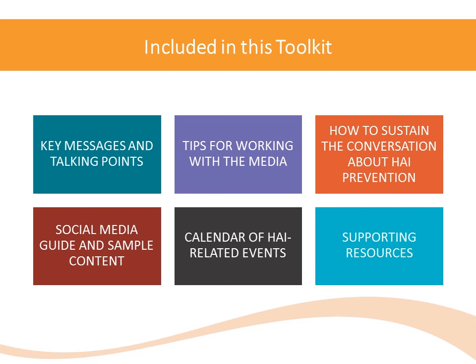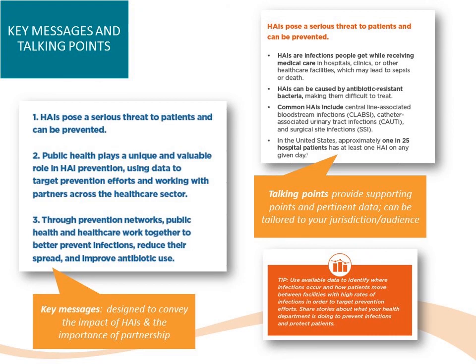We're going to go through, at a high level, the 6 major buckets of materials that are included in the toolkit. We have key messages, tips for working with the media, how to stay in the conversation about HAI prevention, a social media guide, a calendar of events, and supporting resources. And I'll walk through each of these in a little bit more detail for you. So the first part is the key messages.